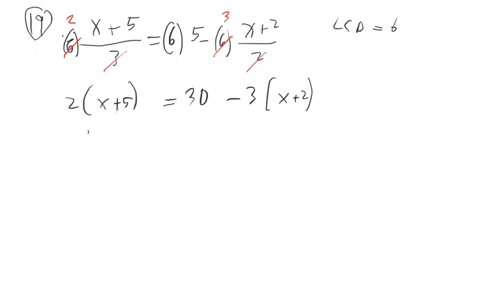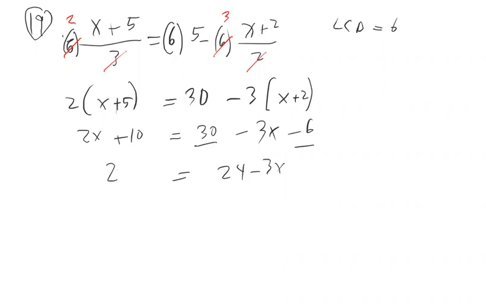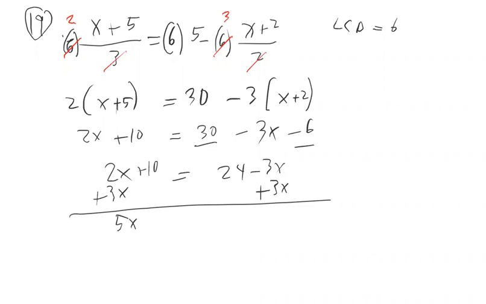So 2x plus 10 equals 30 minus, distribute the 3 as well. It's negative 3x minus 6. And then combine together the 30 and the negative 6. You get 24 minus 3x equals 2x plus 10. Now let's add 3x to both sides. Then you'll get 5x plus 10 equals 24.